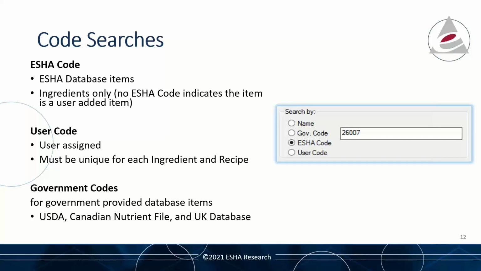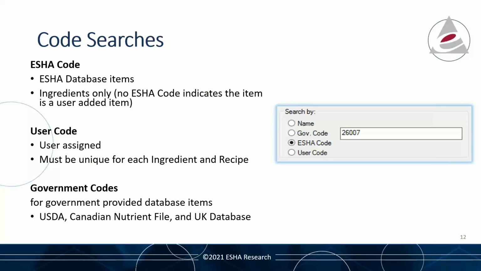There are a variety of code fields in Genesis to help you store and sort information as well. And you can use these in your searches. The ASHA code refers to an internal coding system that we use here at ASHA. So those are assigned to all ASHA database items. The ingredients that you add to your software will not display an ASHA code. In addition to the color coding that I talked about earlier, where we saw darker green ingredients that you add to your software, the ASHA code is another way for you to know which ingredients are included in the ASHA database versus items that you have added on your own.